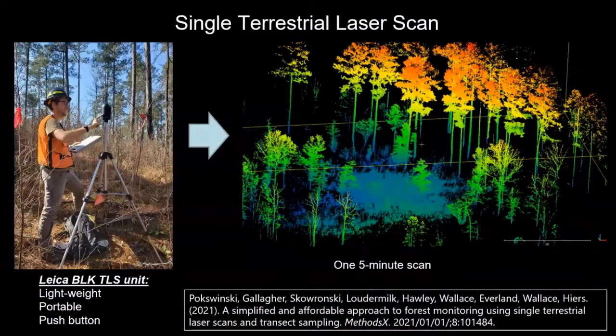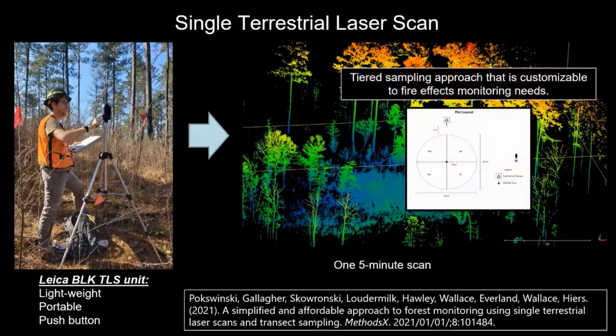Now the TLS, so what we did was we used a terrestrial laser scanner called the Leica BLK. A lot of times we just call it the BLK. It's a lightweight, portable, push-button unit. It's probably about 2 pounds. It's super easy. Literally push a button, you go hide behind a tree, and it does a 360-degree scan in 5 minutes. And so here's an output from one of the scans.